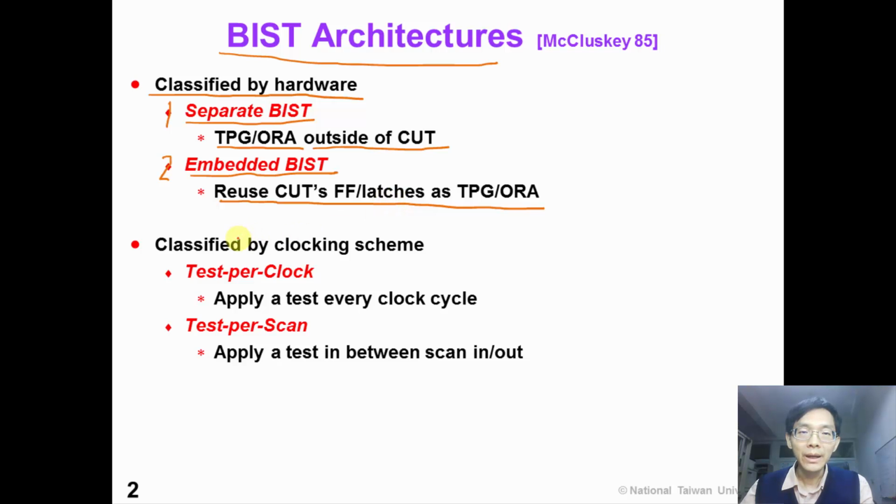Another way to classify BIST is by their clocking scheme. We can have test per clock architecture and a test per scan architecture. For test per clock architecture, we apply one test for every clock cycle. For test per scan architecture, we apply one test in between scan in and the scan out operation.